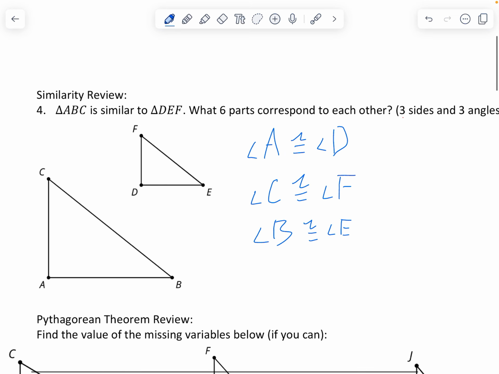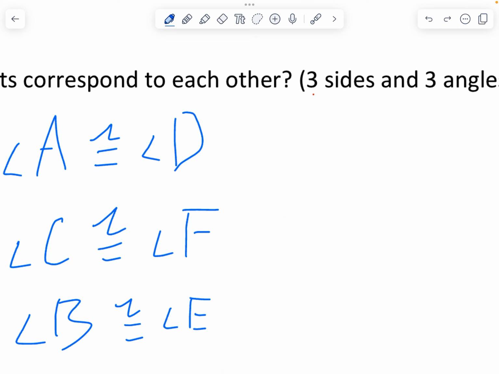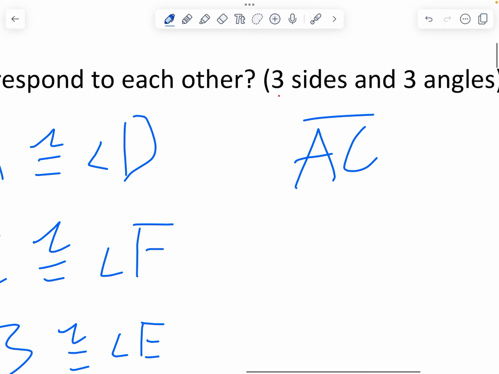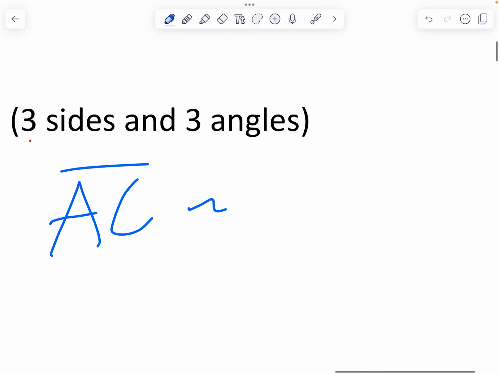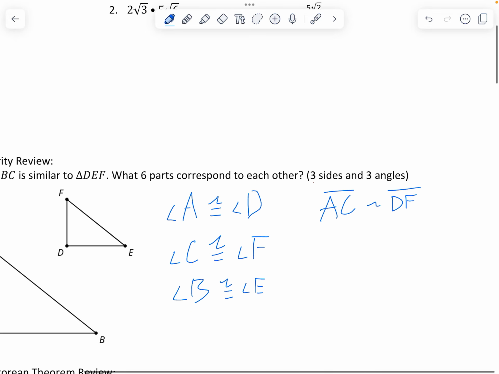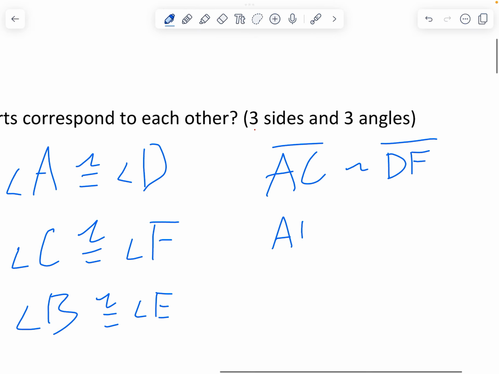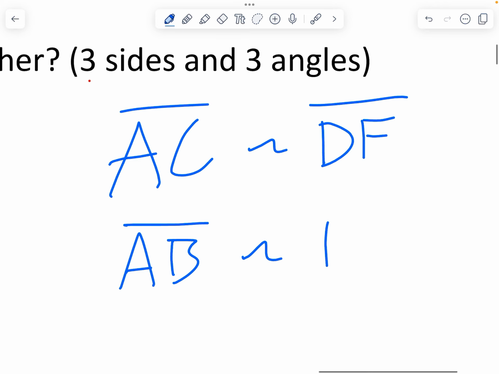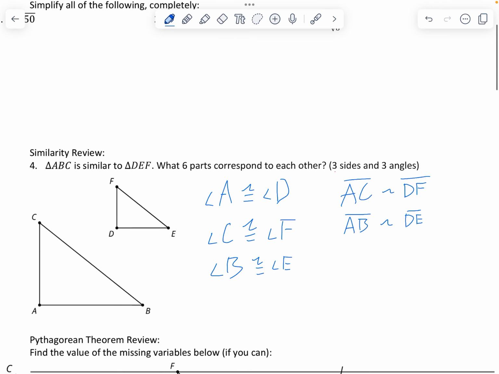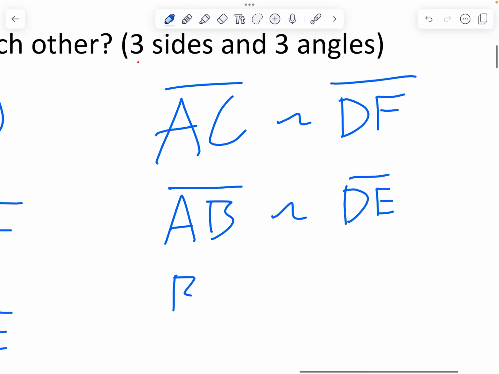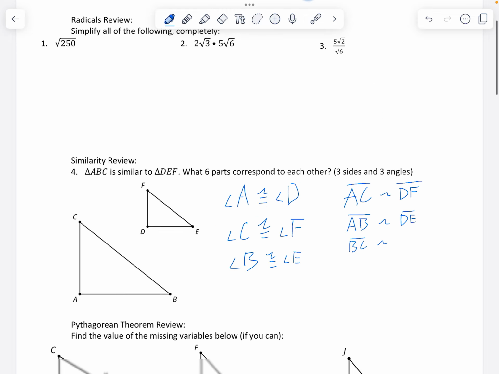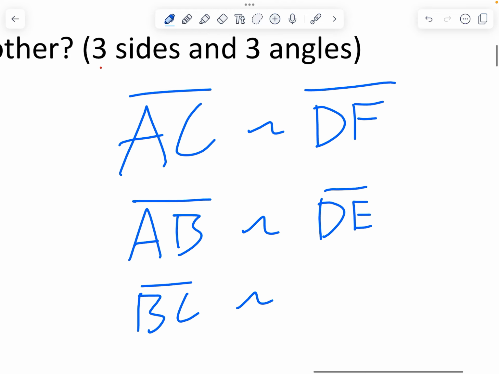The other thing that we have is that we have sides that match up together, right? So AC, that is one side of our triangle, and we know that is proportional to DF, right? Proportional, remember, means that, well, let's just fill them all in before we talk about that. AB corresponds with DE, and BC corresponds with EF.